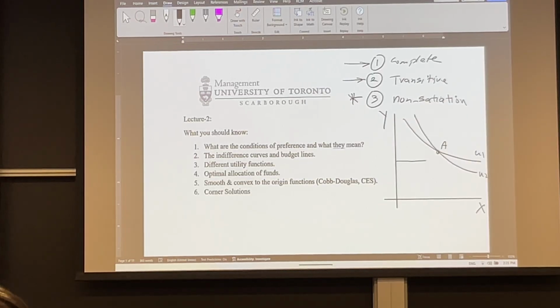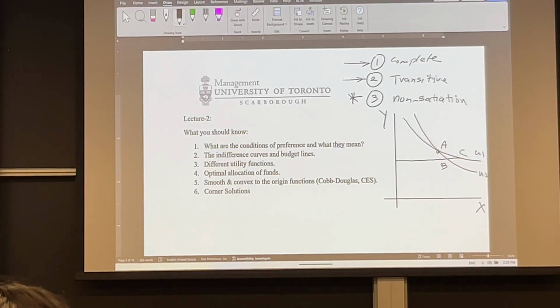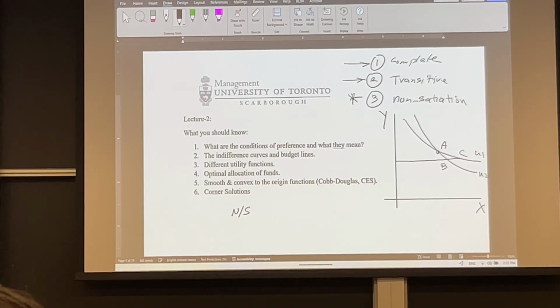Take 2 bundles, all these, right? I put a straight line because y is the same for them. Just C, D, or X. Which one is better, C or D? If you agree with non-satiation, i.e., if you assume X is good, you work with goods, then C should be more than D. Make sense? So we assume non-satiation.